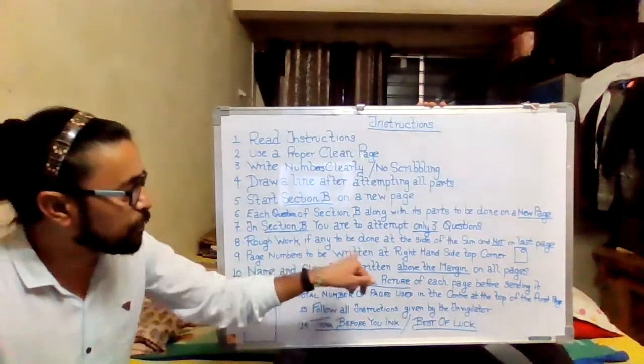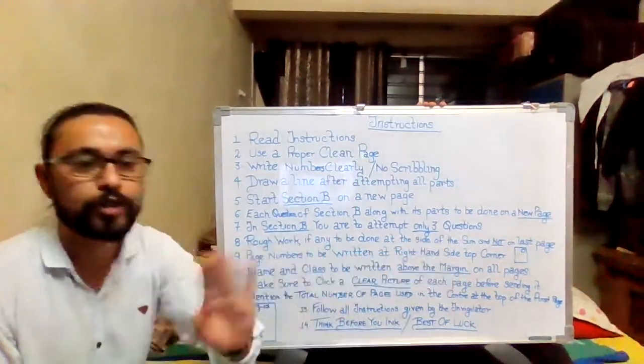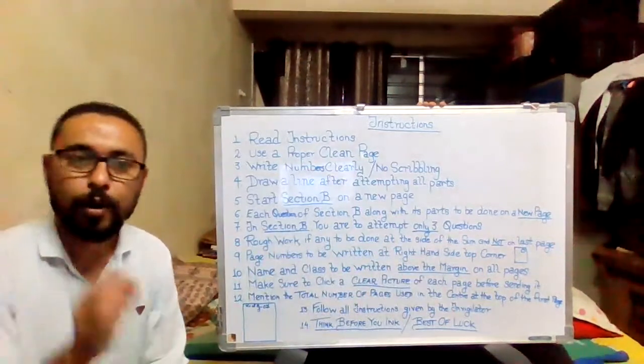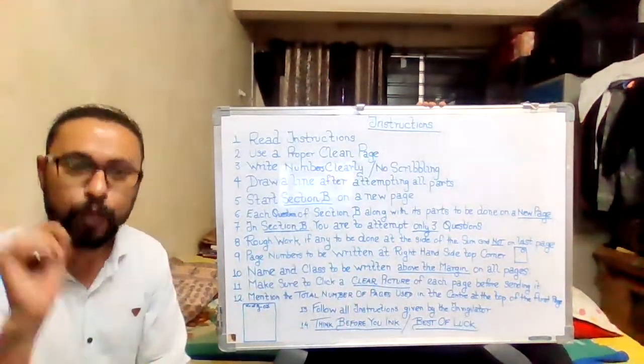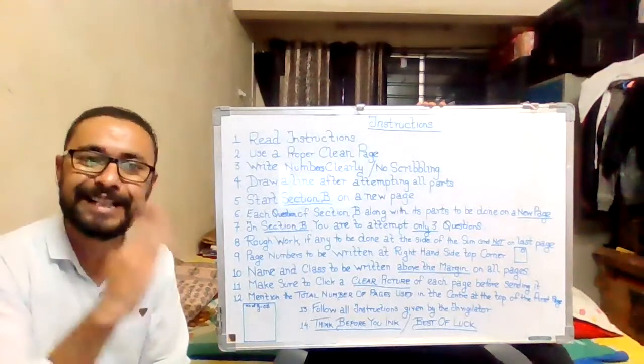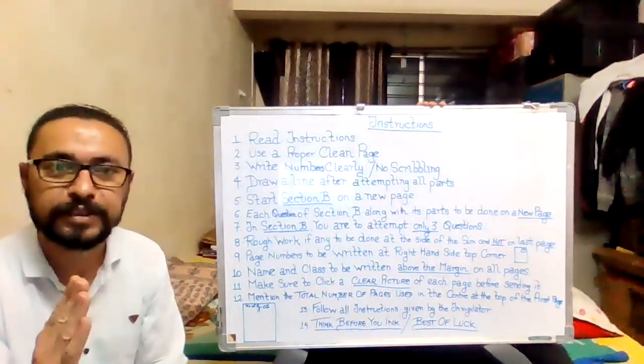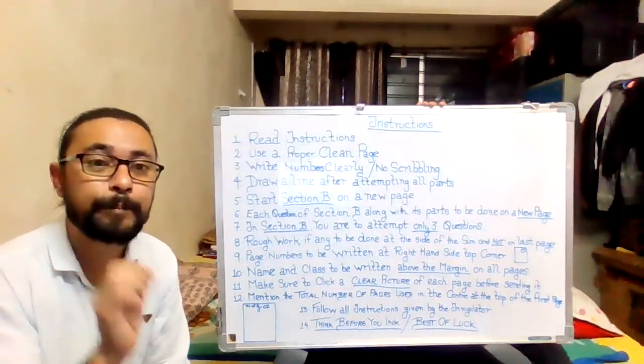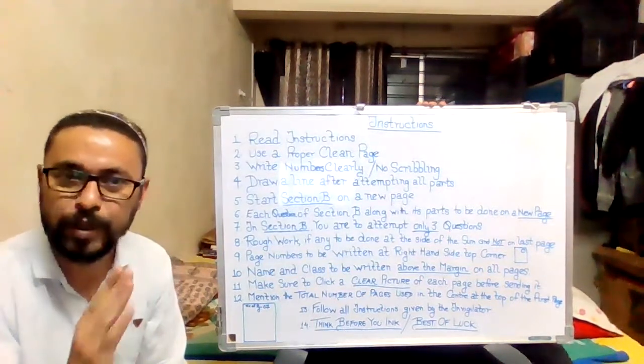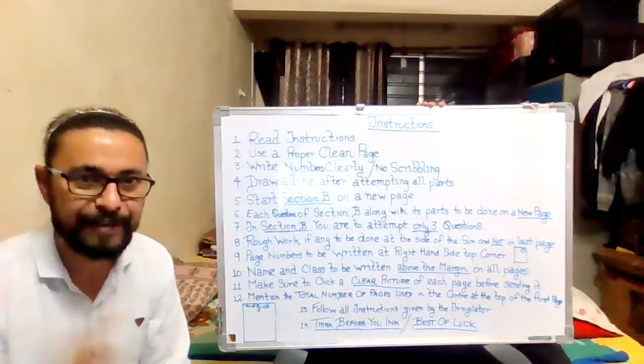Rough work, if any, to be done at the side of the sum and not on the last page. If you want to do any rough working, it should be at the side of the sum. You don't have to draw a line. Just make sure that the rough work is done in pencil, so that I know this pencil work is rough work. Don't use a pen for rough work.